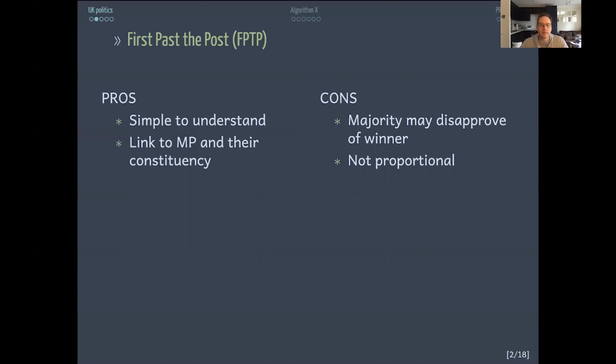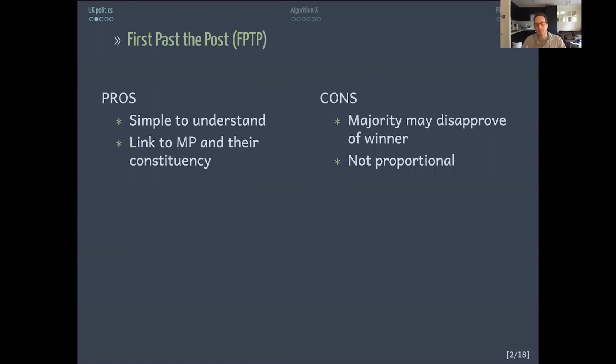Now, with regards to the disadvantages of it, one may be that the majority may disapprove of the winner. So there's often a case where you can have somebody who has a sizable minority, but if, say, the opposition is split, then they still get in. And there are often times as well where you can find people who win, but with very small majorities. You could have just two more votes than somebody else, and you become the member of Parliament.